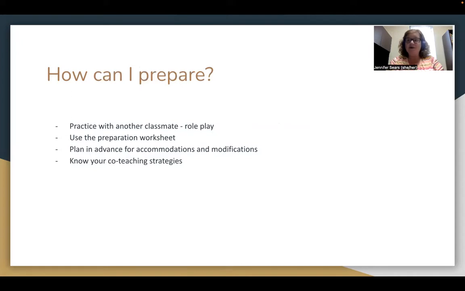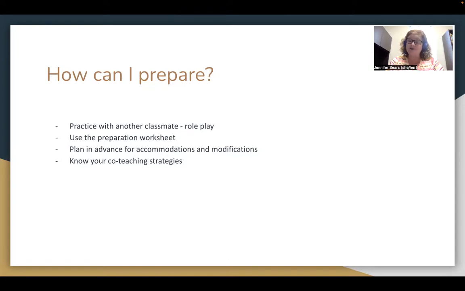How can you prepare? Well, the first way you can prepare is to talk with another classmate and role play the situation. Have them be the co-teacher, have them be the gen ed teacher, you be the special ed teacher, flip-flop back and forth, and pretend having that conversation. Practice it with somebody. You have the scenario, so use that scenario.